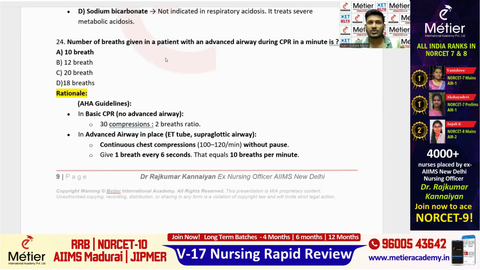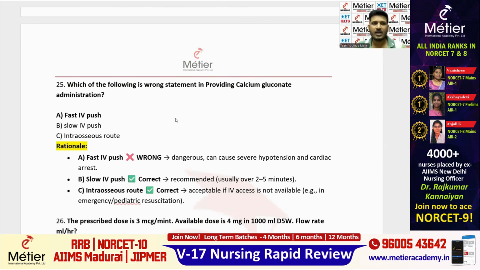So this is related to the question. How many breaths will you give in the advanced airway? 10 breaths per minute you are supposed to give in the advanced airway during CPR. Okay. If they are asking compression, 100 to 120 compressions per minute. If they are asking breaths, 10 breaths per minute. Okay. So that's why we have selected option A.